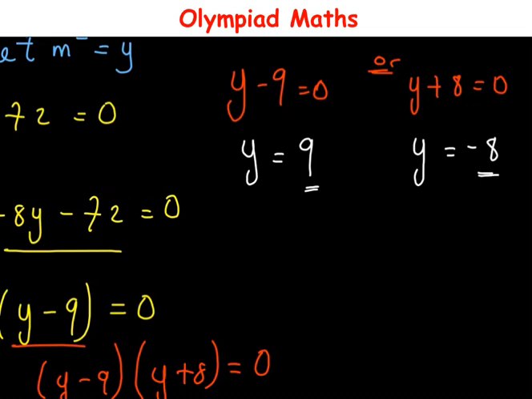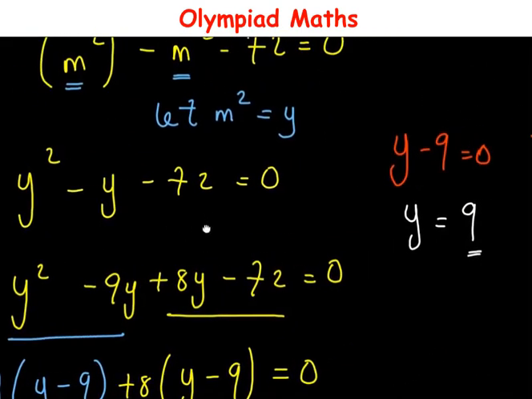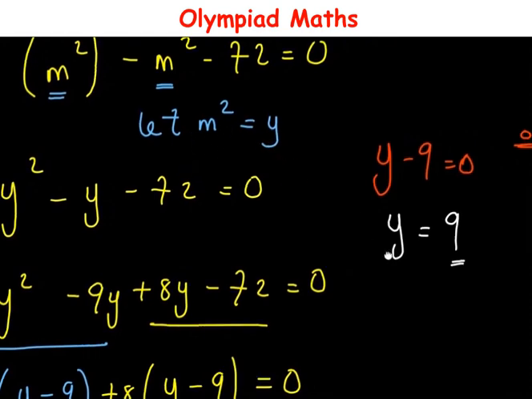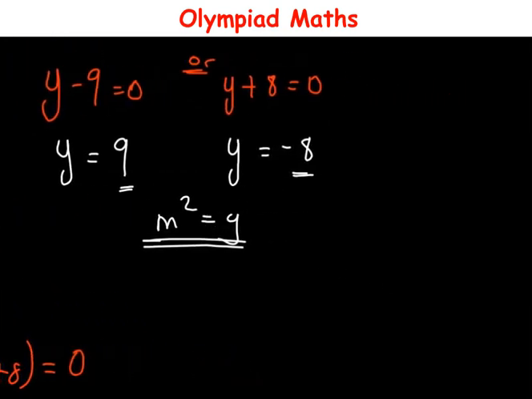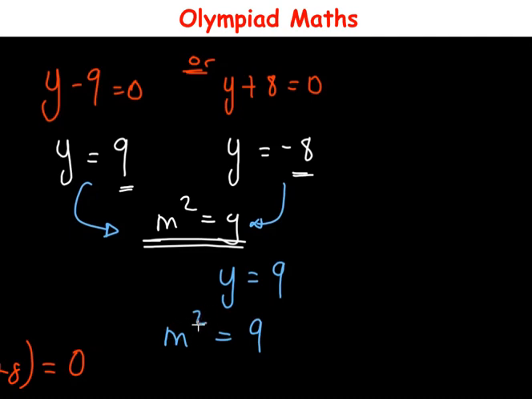So we have gotten the value of y, but the goal is to get the value of x. But recall that from here, we said let m squared equal y. So right here, let m squared equal y. So let us then solve for the value of m by inputting these two values of y into this equation. So for y equal to 9, we have m squared is equal to 9. To then remove the square, simply square root both sides of the equation. We have square root of m squared is equal to square root of 9.